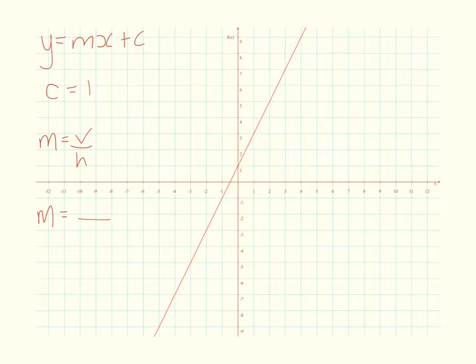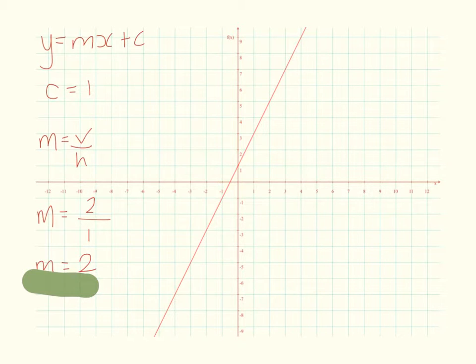So if we start here, the next point where it goes through the corner of a box is here. To get from here to here, I have to go up 1, 2. So the vertical is 2, and I go up 2 and then across 1, moving horizontally 1. So the gradient is given by 2 over 1, which is simply 2.